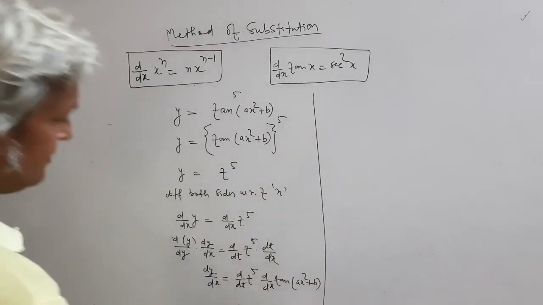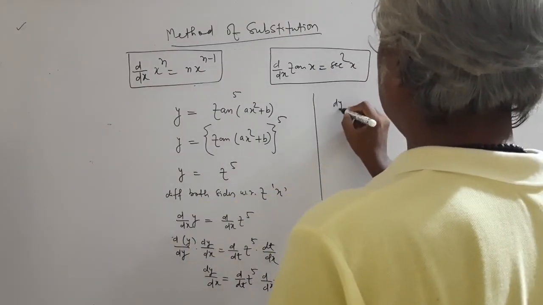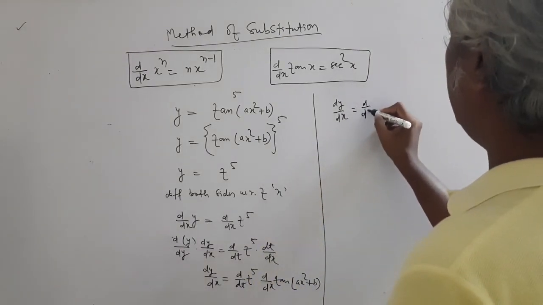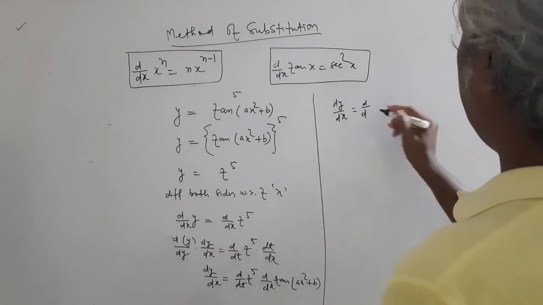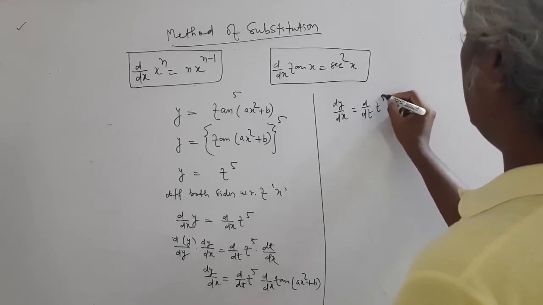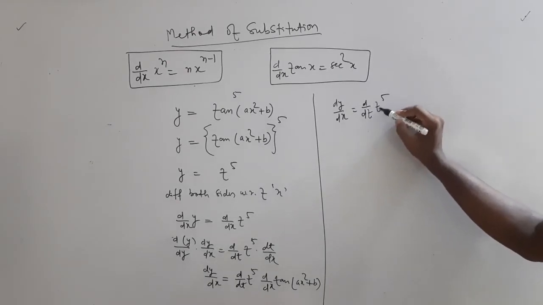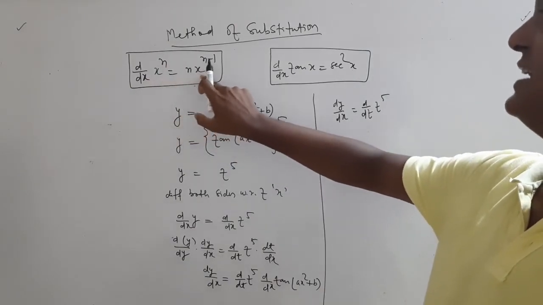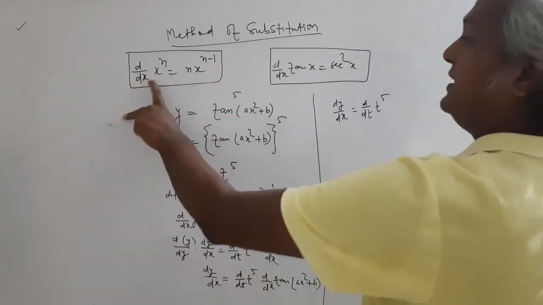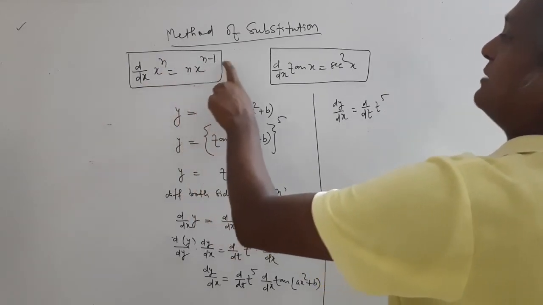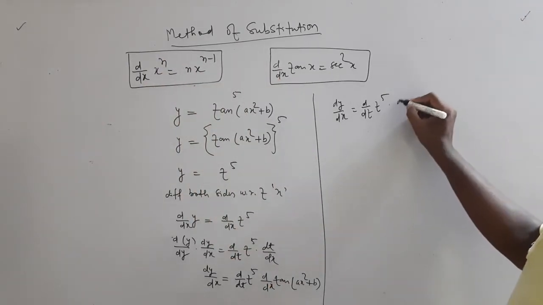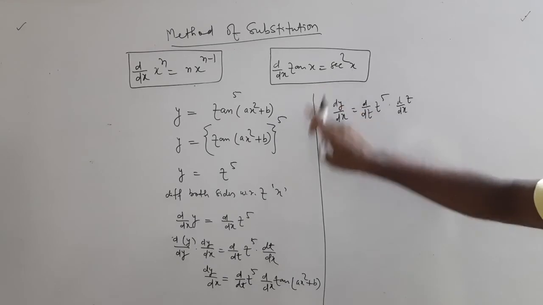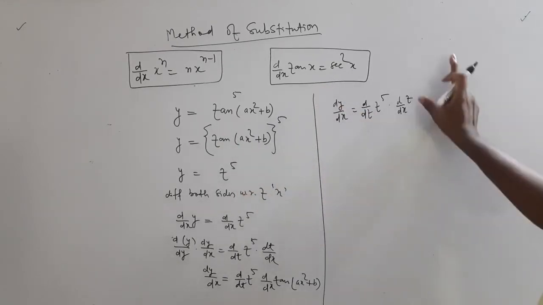So let me clear the screen and write the remaining part here properly. So this becomes dy by dx. I'm not differentiating, I'm just placing this nicely. So this is d by dt of t to the power 5. We have to differentiate t to the power 5 with respect to t. There is no problem, because d by dx of x to the power n is n x to the power n minus 1. So d by dt of t to the power n will become n t to the power n minus 1. And we have dt by dx, so we can write d by dx, and in place of t you can write what we have assumed, tan ax square plus b.